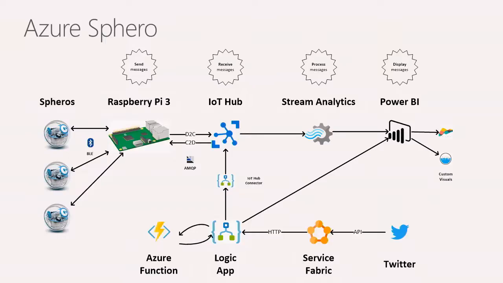And how I do that is I have Service Fabric using the Twitter streaming API, listening for a hashtag. When it sees that hashtag, it sends that message to Logic Apps. Logic Apps is Microsoft's cloud-based workflow service. Logic Apps uses Azure Functions, which are cloud-based functions, so a serverless function in the cloud, to convert that tweet to JSON, and then sends that JSON to IoT Hub. IoT Hub then communicates to the gateway.